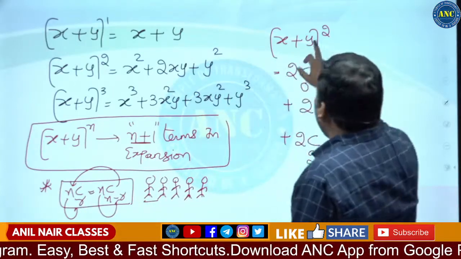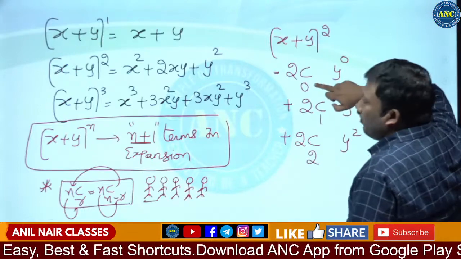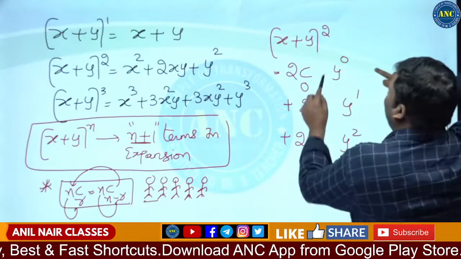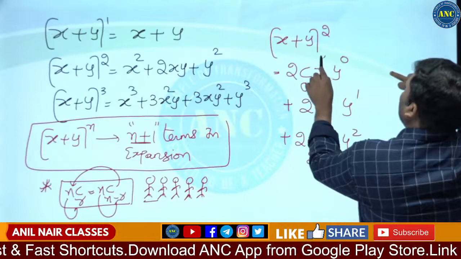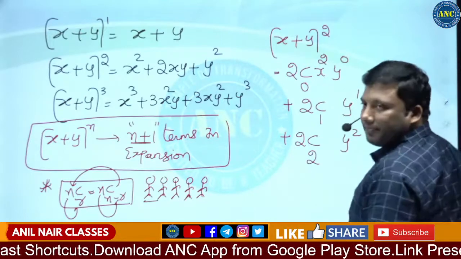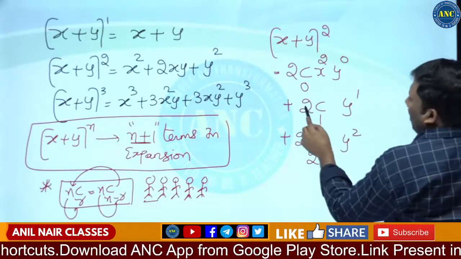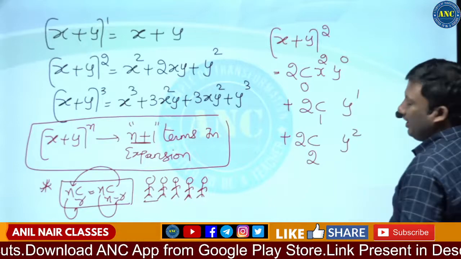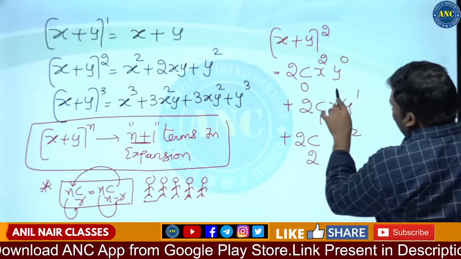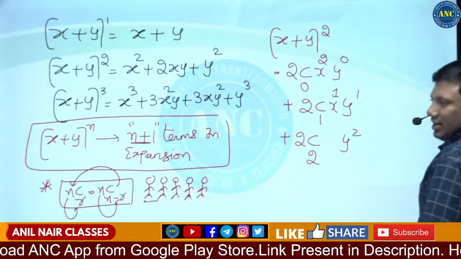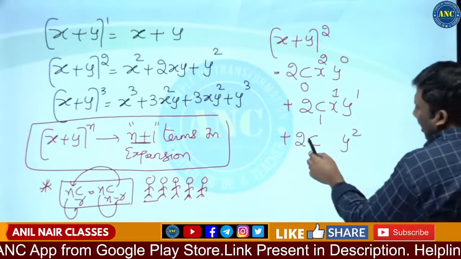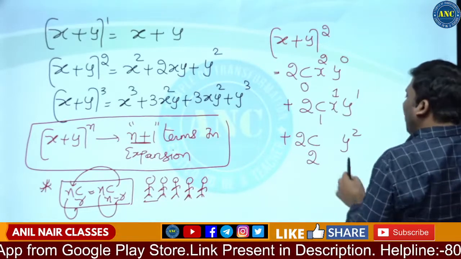That means out of 2, I am not selecting any power of y. That means I am selecting all the powers of x. From 2, I am selecting one power of y. That means the remaining one power of x is rejected. Out of 2, I am selecting all powers of y.